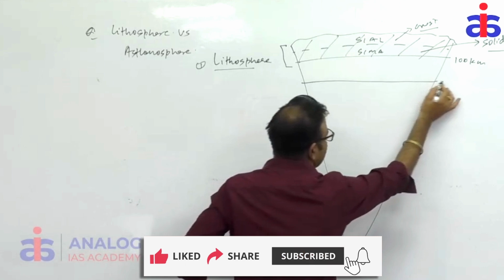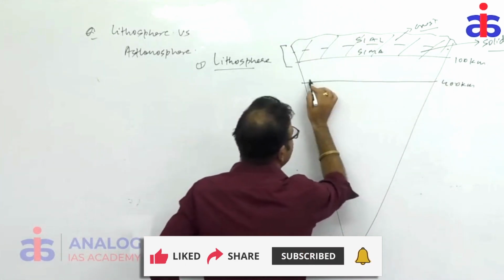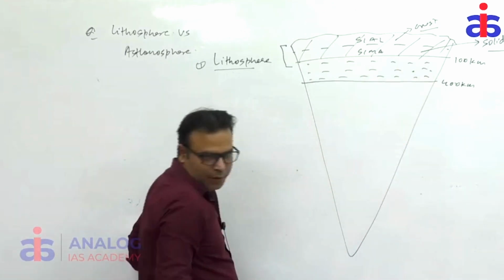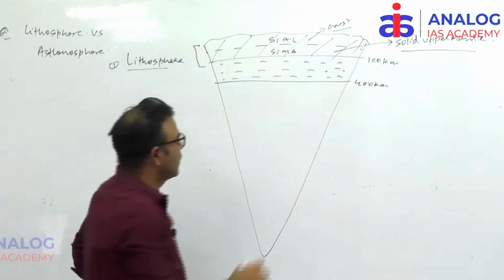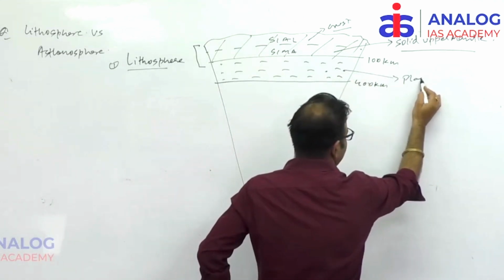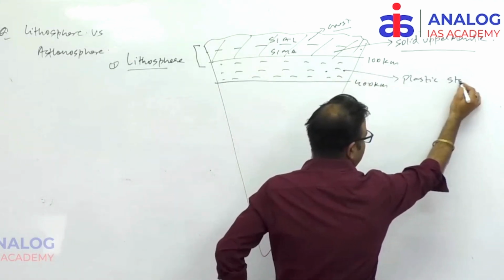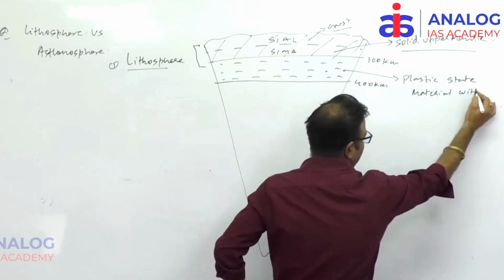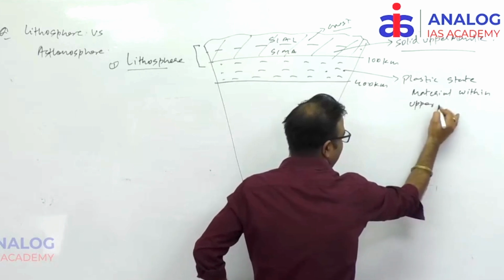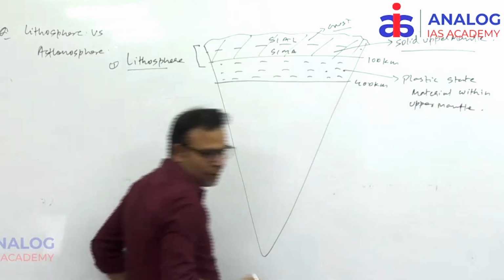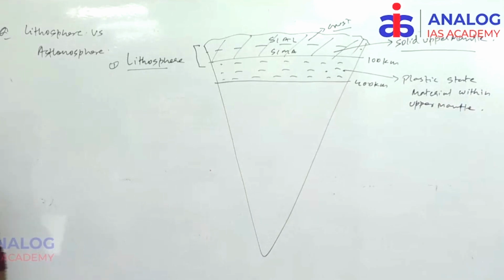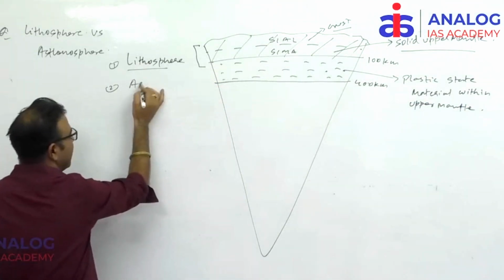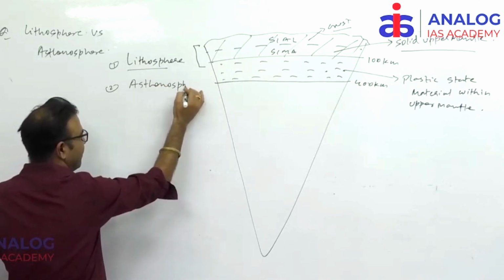Then up to 400 kilometers, the next layer exists, which is plastic state material. Plastic state material exists here within the mantle, within the upper mantle, as a part of the upper mantle. This layer we call the second layer, 100 to 400 kilometers, called Asthenosphere. This is the second layer.